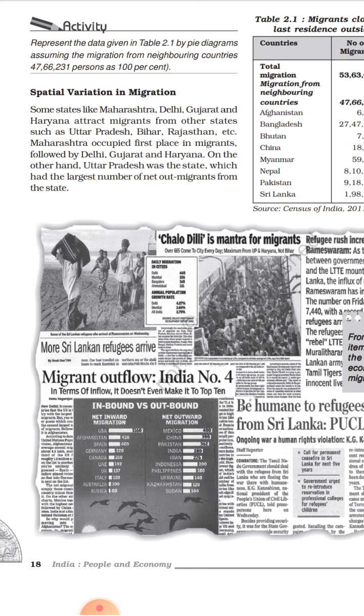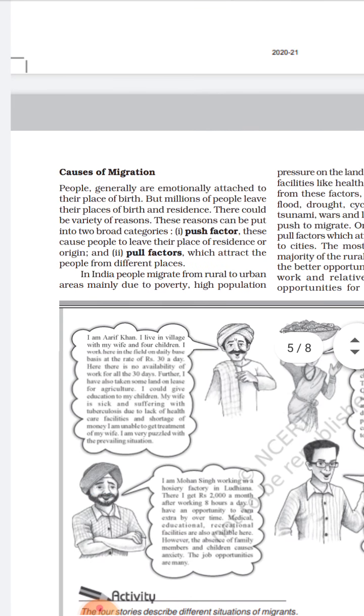On the other hand, Uttar Pradesh and Bihar are the states which have the largest number of out-migrants. In terms of urban migration, Greater Mumbai, which is also part of Maharashtra, received the highest number of migrants. So this type of migration is intrastate migration. These differences are largely due to the size of the state in which these urban agglomerations are located. The causes of migration, and the factors why so many people migrate from one state to another, we are going to study in our next topic, that is causes of migration.